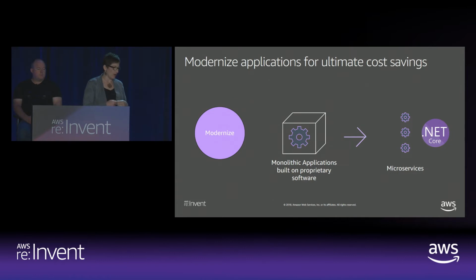This is your ultimate cost optimization for Microsoft workloads. But it's not just going to come from getting off of proprietary software, but it's also when you can move to microservices and create more agile applications that serve your business needs.